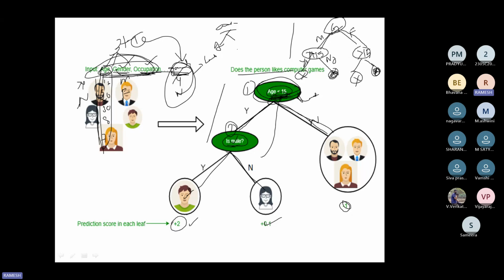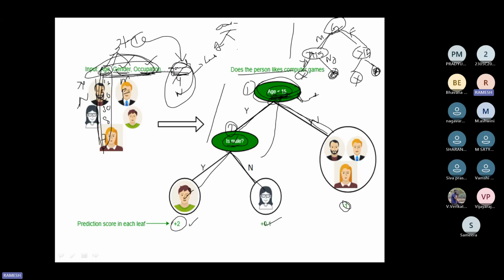But the tree which is less in height, less in size, that tree we are going to select. Less height means the travel time will be reduced, so we can easily predict the output. Within a short time we can predict the output. That is the main intention.